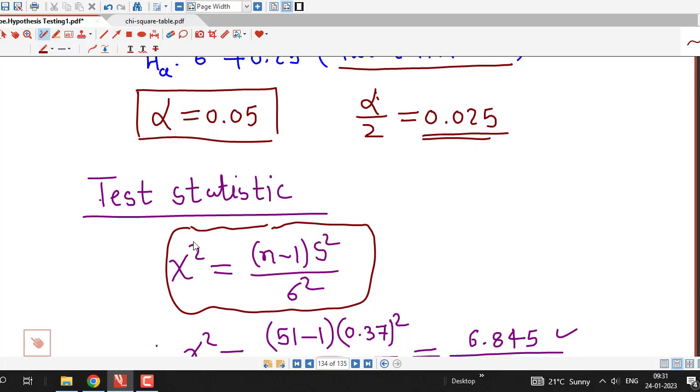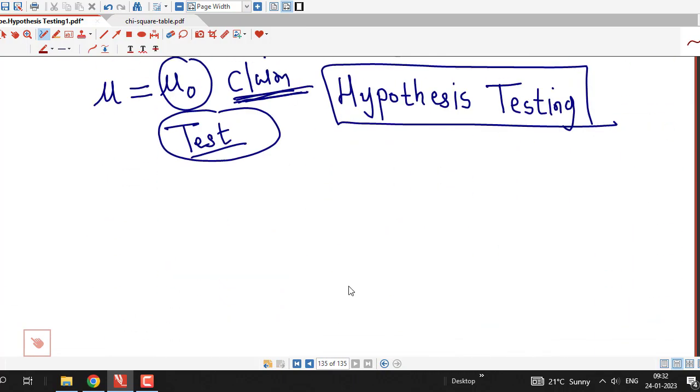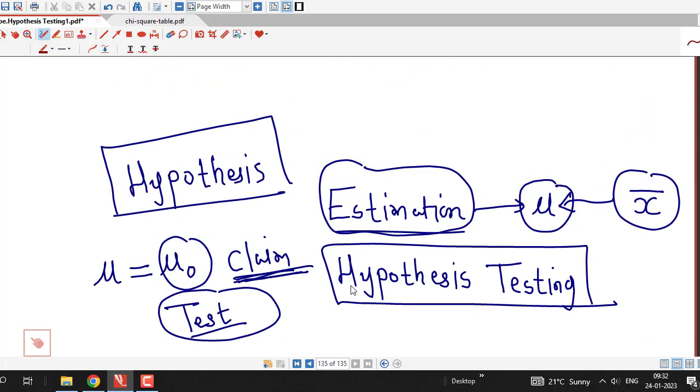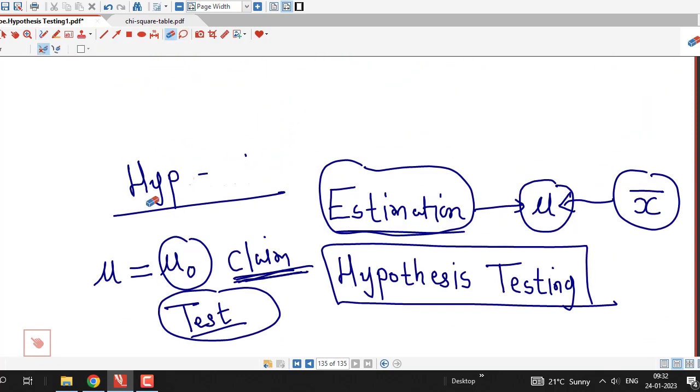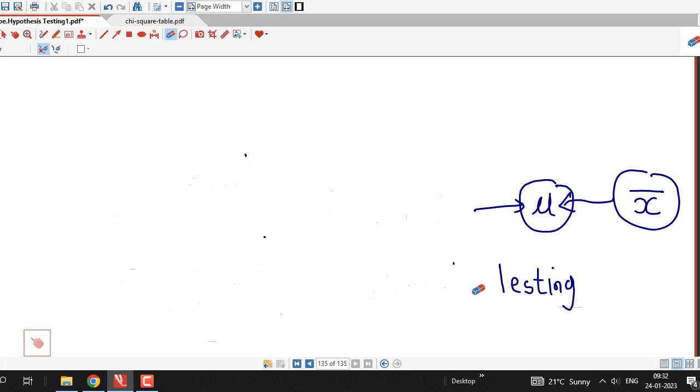Without that assumption, we cannot use this formula, and the result says that if we are selecting a random sample from a normal population, then this quantity n minus 1 times s square over sigma square follows a chi-square distribution with n minus 1 degrees of freedom. Now in the next step, we will find out critical values. For that we have to use chi-square table.